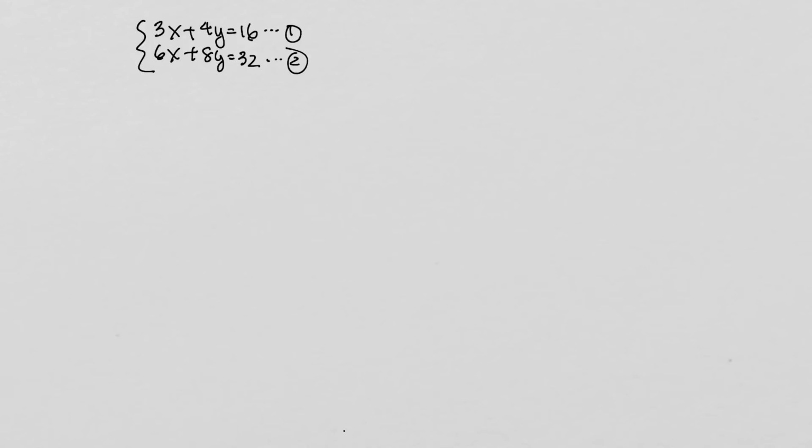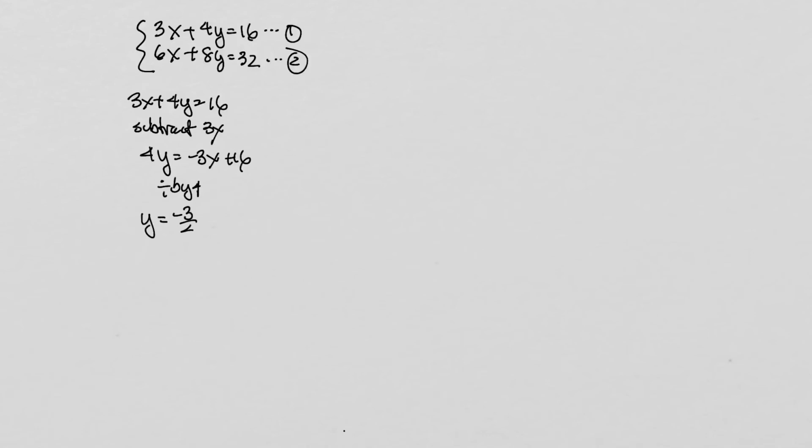Let's solve equation 1 for y this time. So here's equation 1. What we're going to do is subtract this 3x. Doing so will give us 4y is negative 3x plus 16. And now if we divide by 4, we will get y equals negative 3/4 x plus 16 divided by 4, which is 4.